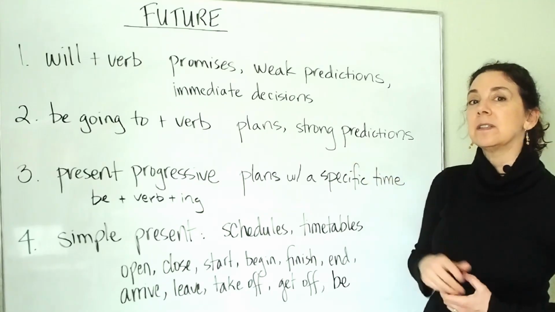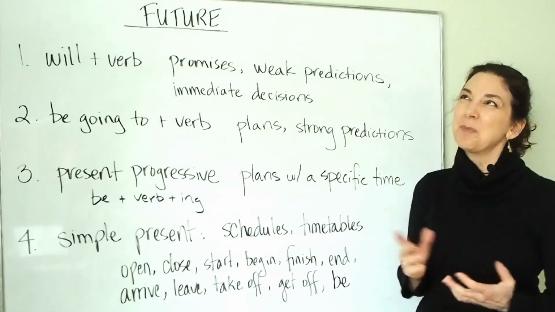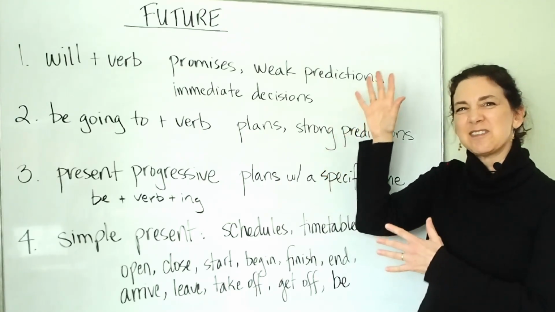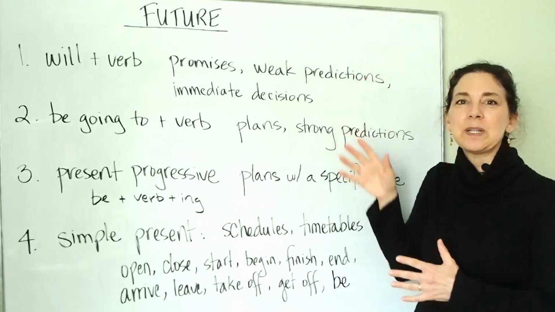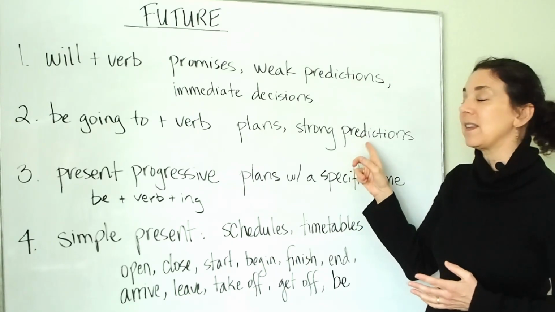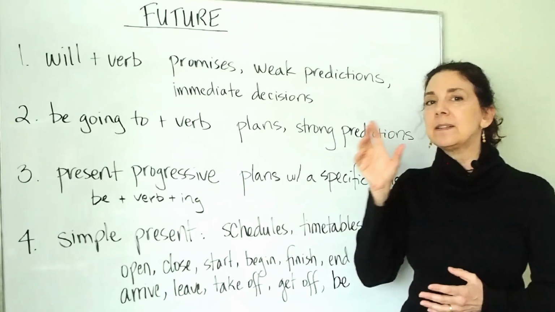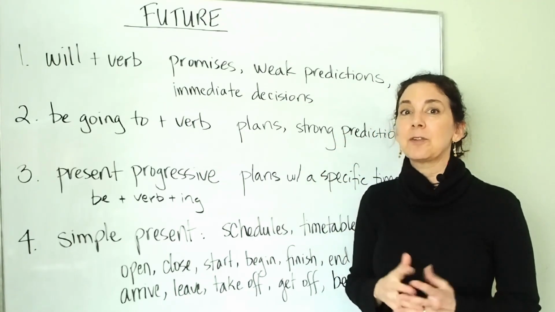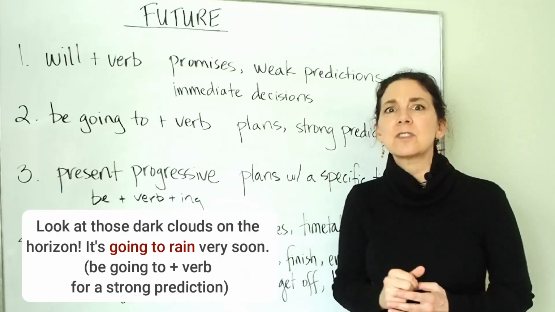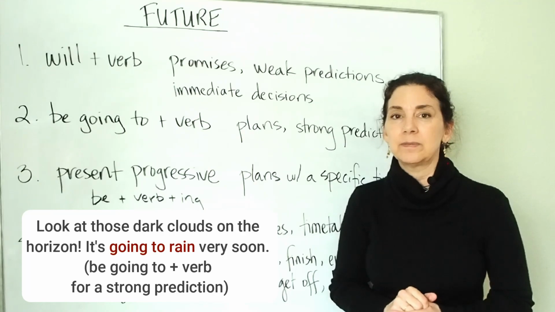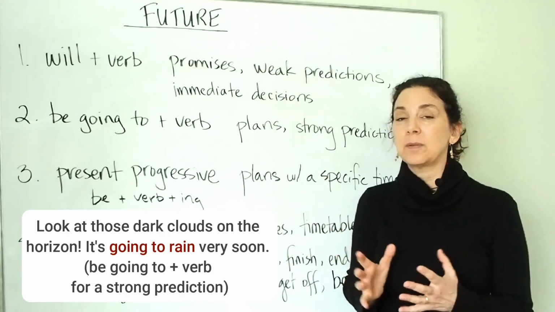The second reason is for strong predictions. And you might be thinking, well, what's a weak prediction? What's a strong prediction? You know, sometimes the line between these can get blurry. But a strong prediction means it's something that you think is going to happen based on something that you can see or some kind of evidence. For example, look at those dark clouds on the horizon. It's going to rain very soon. Okay, so that's a strong prediction.